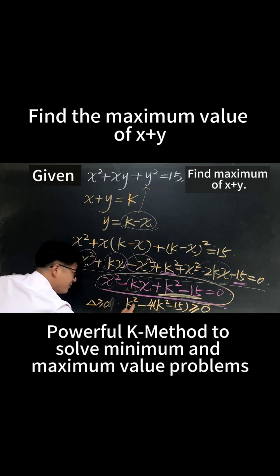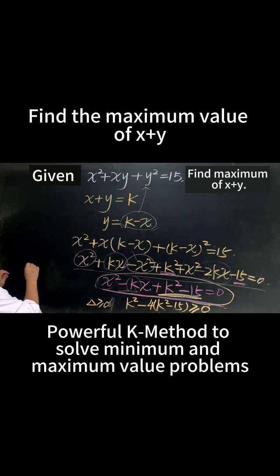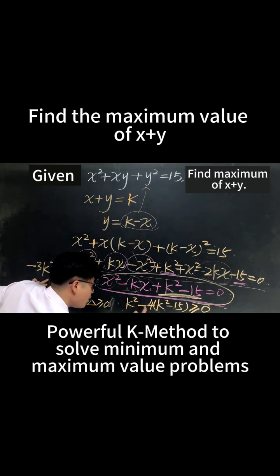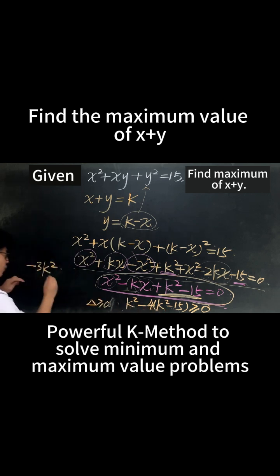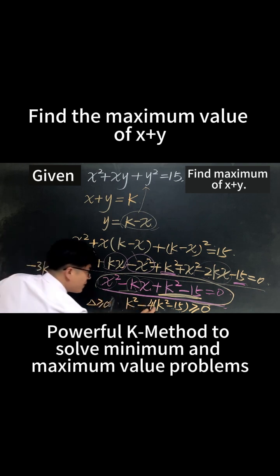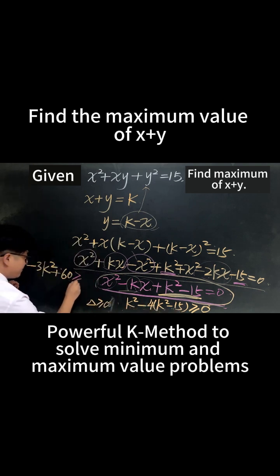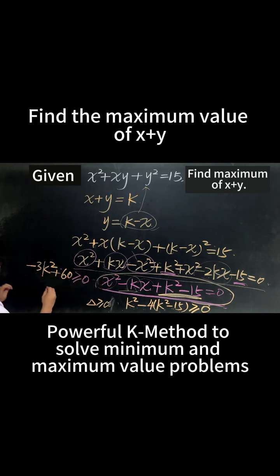Now let's calculate what k equals. K squared minus 4 k squared is negative 3k squared, right? Any questions? Then minus 4 times 15, doesn't that become plus 60? Be careful when doing problems, okay? 4 times 15 is 60, so it's greater than or equal to 0. What does it mean for it to be greater than or equal to 0? Move the 3k squared to the other side. So isn't it 3k squared less than or equal to 60? Divide both sides by 3 and you get k squared less than or equal to 20, right?